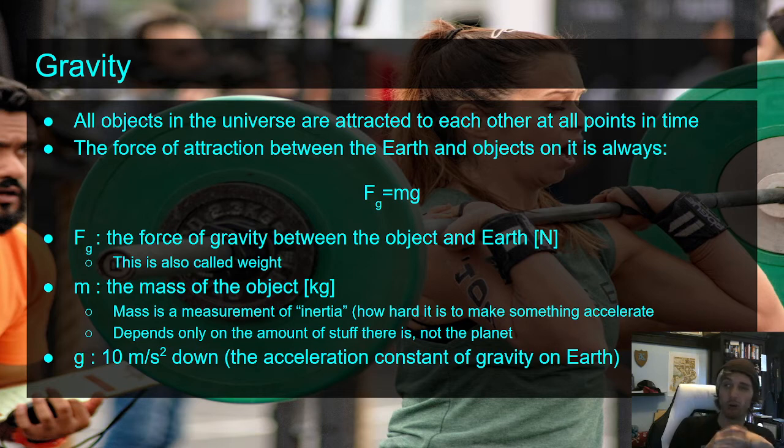g is on Earth always 10 meters per second squared down. g is the acceleration constant of gravity on Earth. It's also referred to as the gravitational field on Earth. And where that 10 comes from is the distance from the center of Earth, which is pretty much always the same, the mass of the Earth, which is pretty much always the same, and some gravitational constant that's like, hey, how strong is gravity in our universe? And that's always the same as long as you're in the same universe.